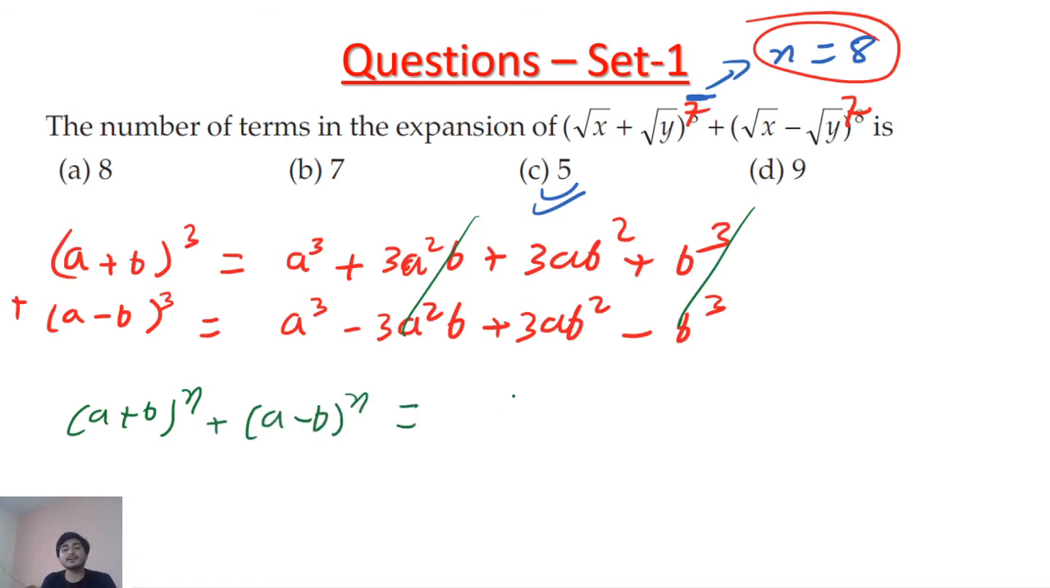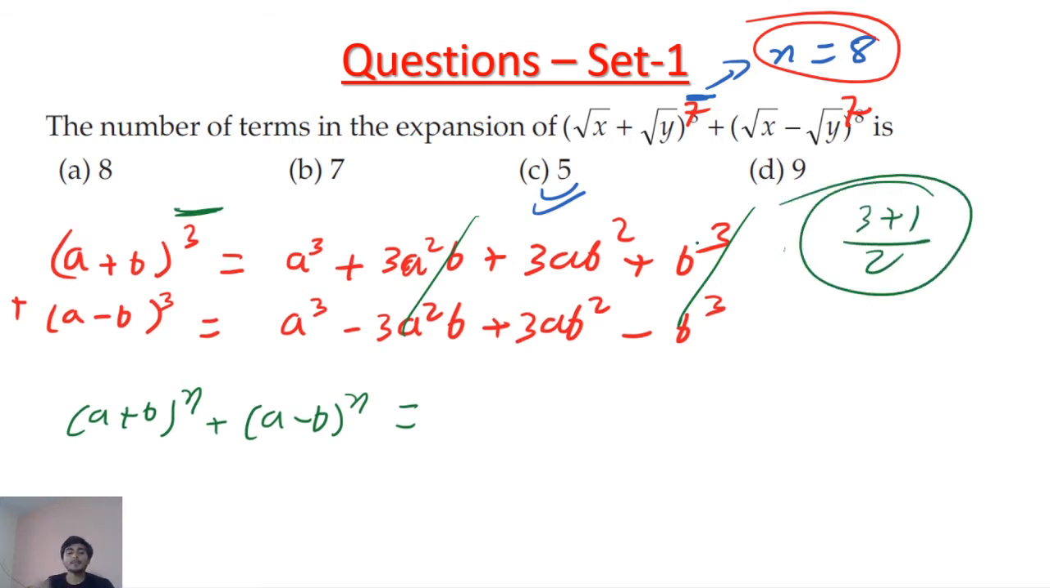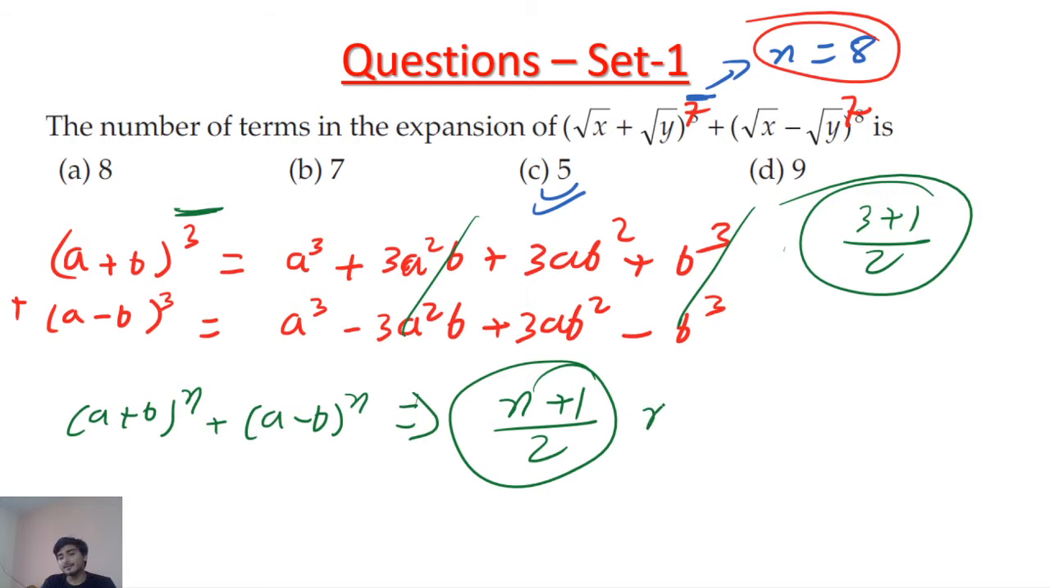In this case, what is the condition? See, if you have 3 here, how many terms are there? Total 4 terms. So (3 plus 1) by 2. Is it clear? So in this case, (n plus 1) by 2 is the number of terms. Is it clear or not, everyone?